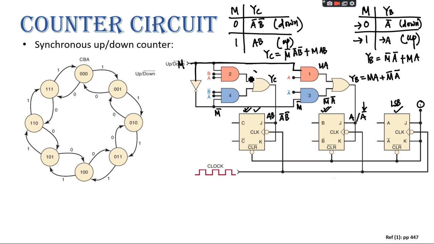Which is this circuit. If you see here, M is here and M bar is here. So here it should be M bar, B bar, A bar, and here it is M, A, B, right? So it will be exactly as it is shown here. You understand my point, right? Yes, sir. So here we can have an up-down counter together.